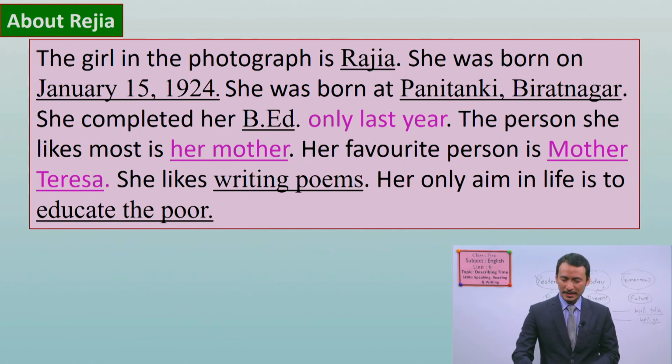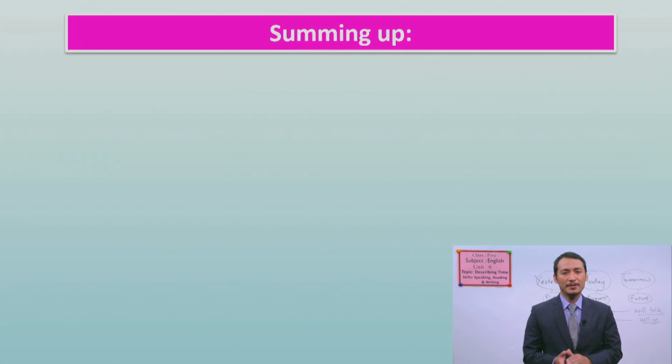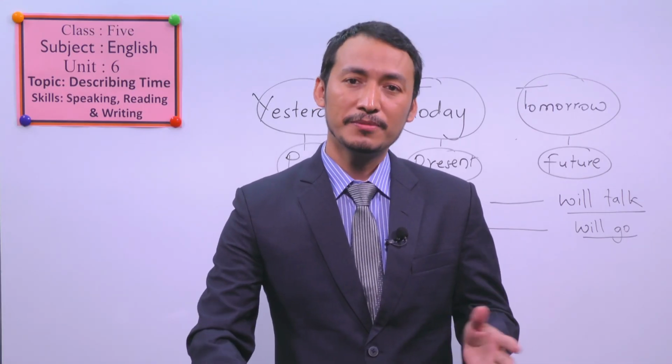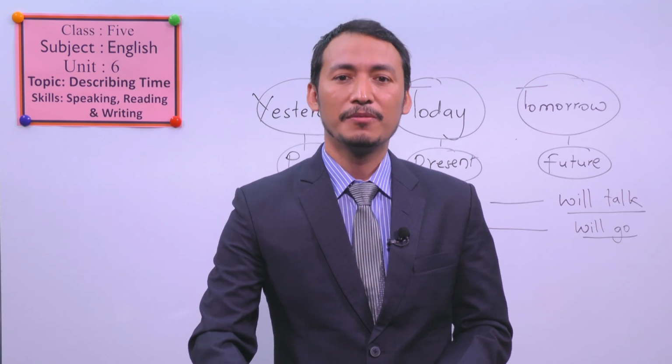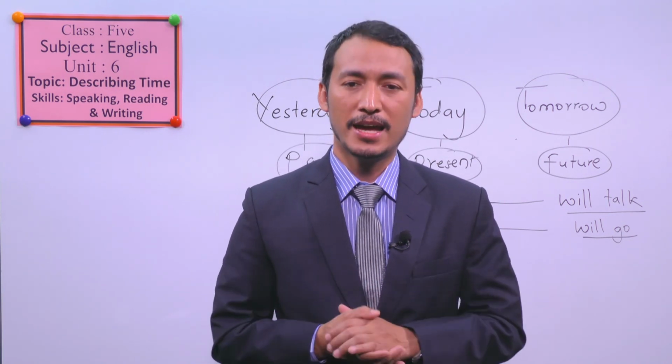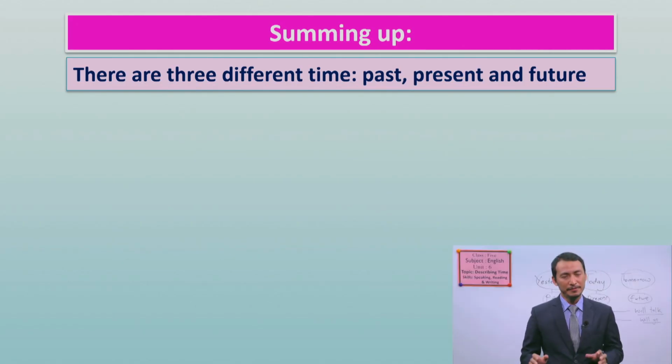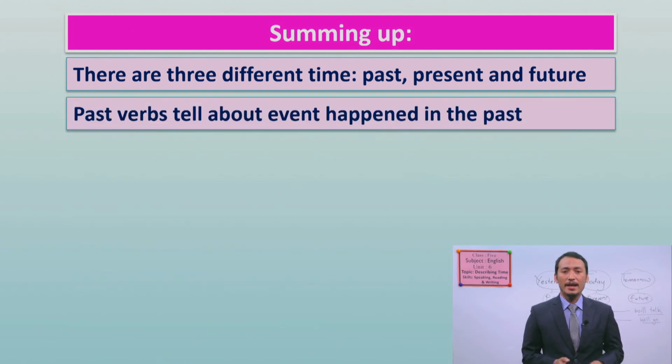Okay, students? All right, so we have come to the end of our lesson today. I'm going to sum up what we learned in this lesson. We learned there are three different times: past, present, and future. Past verbs tell us about events that happened in the past. The things that happened yesterday or on a previous day are described with past verbs.